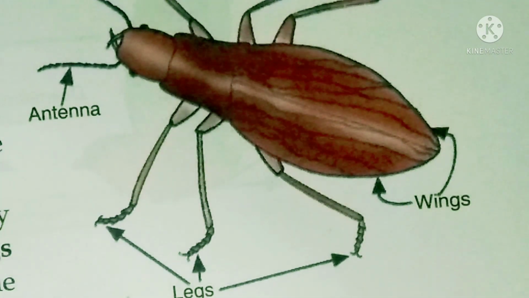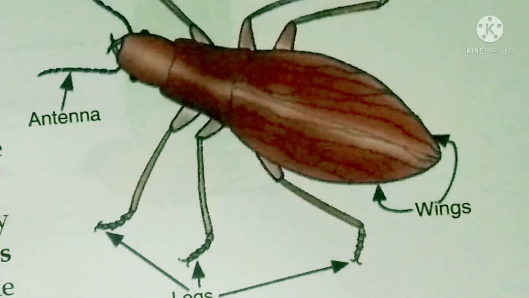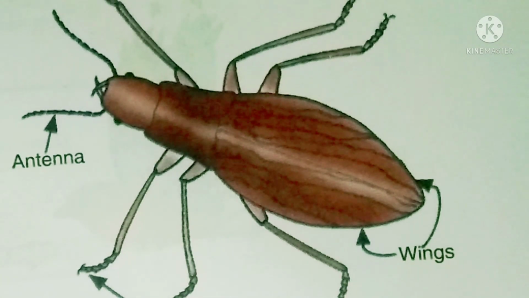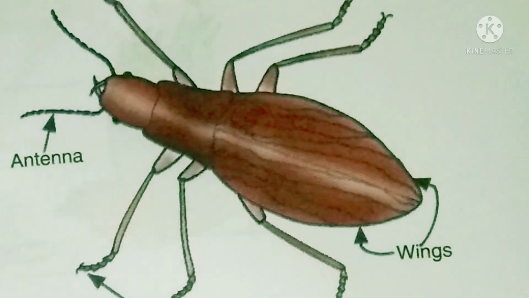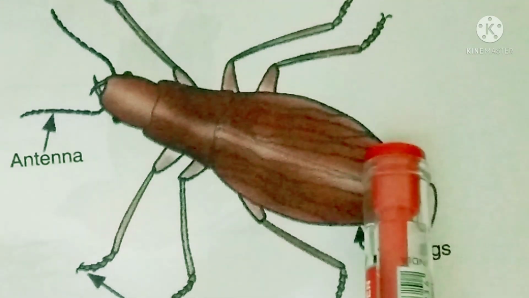The cockroaches also have a pair of antennae. You see, feelers. Here one feeler and here another feeler. This will help them to check for food, and for any obstacles also. So they have wings which are folded here.